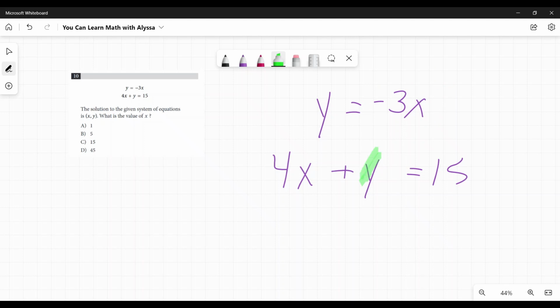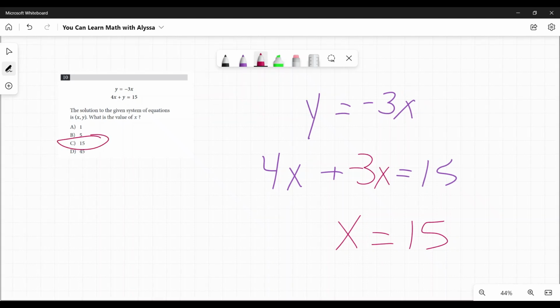I'm going to erase that y and I'm going to replace it with negative 3x. So 4x plus negative 3x on the left is just x, and the 15, nothing happens, and I don't have to do anything else. I'm all set. My answer is C, 15.